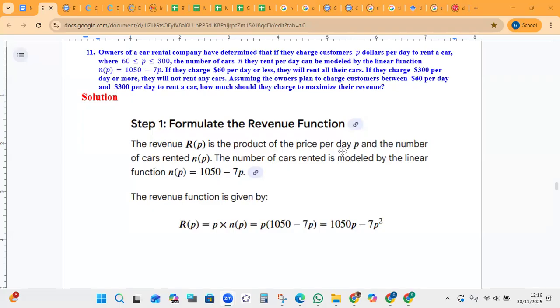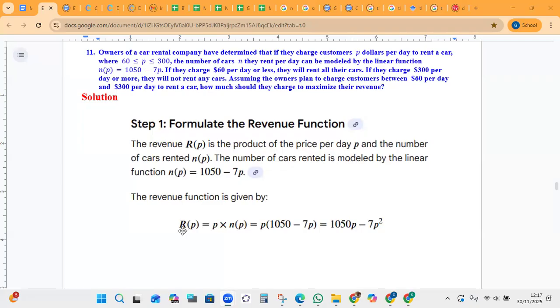Obviously, if one mango costs $1 and you sell 5 mangoes, you multiply the number of mangoes by the cost per mango to give you the revenue, the price per mango. So therefore, you have to multiply the price by the number of cars rented. Now, the number of cars rented is actually a function, modeled by the linear function N of P equals 1050 minus 7P. So the revenue function is given by the price times the number of cars function. So that's price, and in a pair of brackets, 1050 minus 7P.